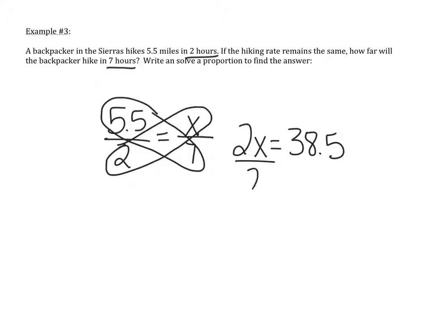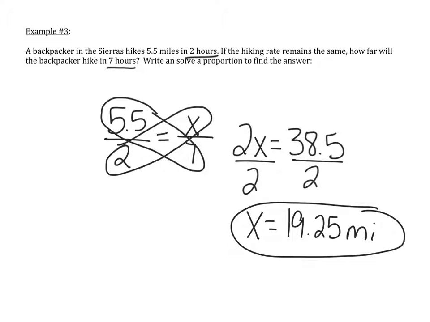And then to solve this equation, I would divide both sides by 2 to get x equals 19.25. And remember, x was the number of miles that he went in 7 hours. So I'm going to put miles as my label. So the hiker would have gone 19.25 miles in the 7 hours.